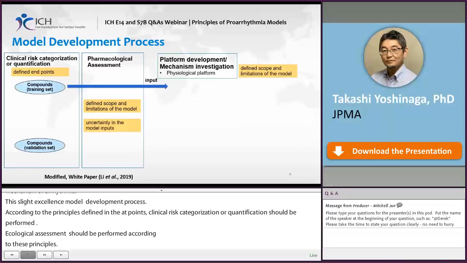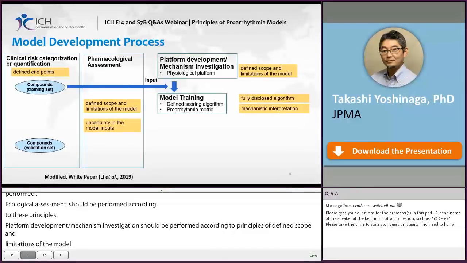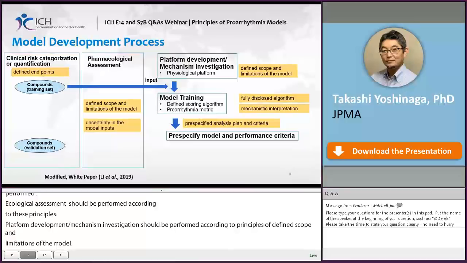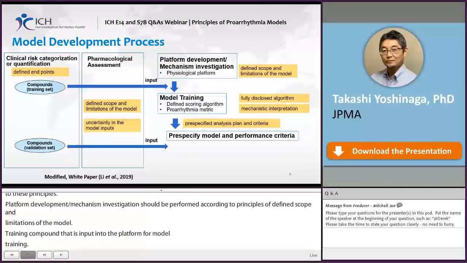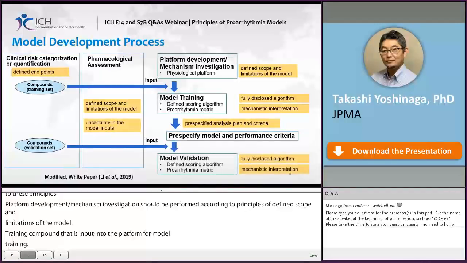Training compound data is input into the platform for model training, and specified model and performance criteria are set after model training, and validation compound data is input into the trained model. Model validation is finished if we get enough performance for risk prediction. In the next slide, I will explain model implementation.